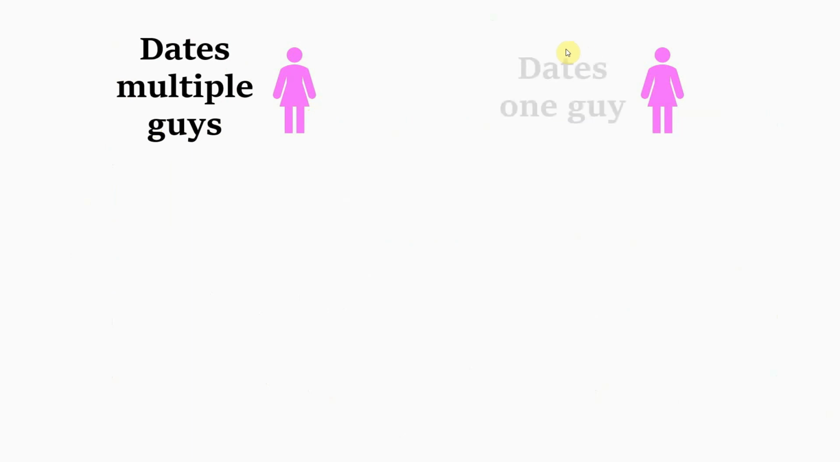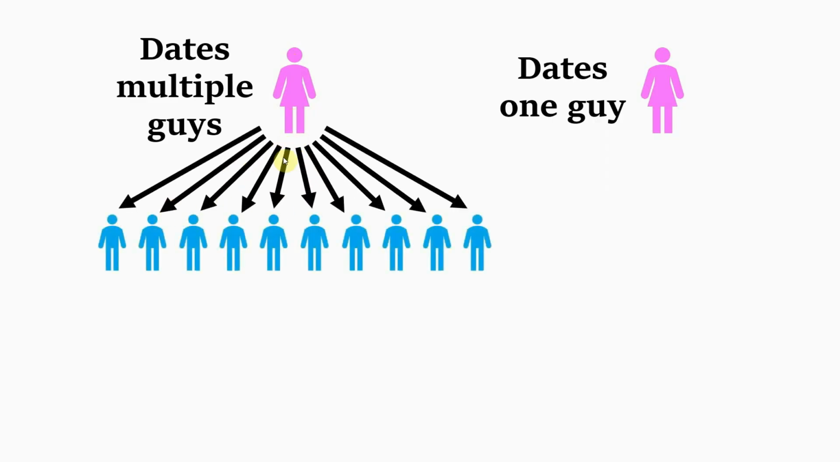Here's a real simple example. Imagine there are two women. One dates multiple guys at a time while the other only dates one guy. At any random stage, let's say the woman who dates multiple guys is currently seeing 10 men, while the other woman is only seeing 1. Now, if you're any one of these guys, from a probability standpoint, you are way more likely to be one of the men who is dating the serial dater.